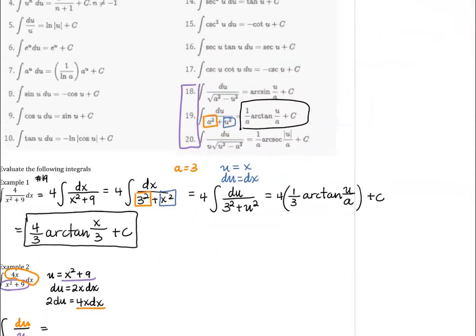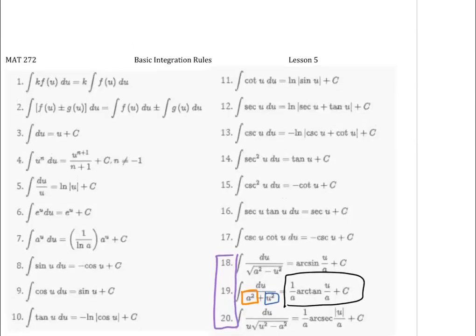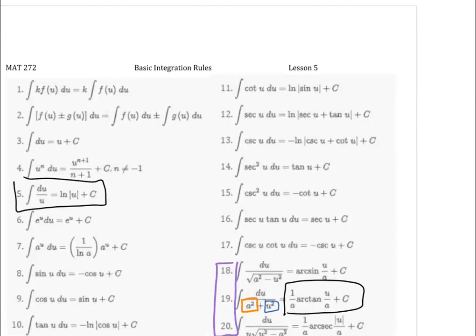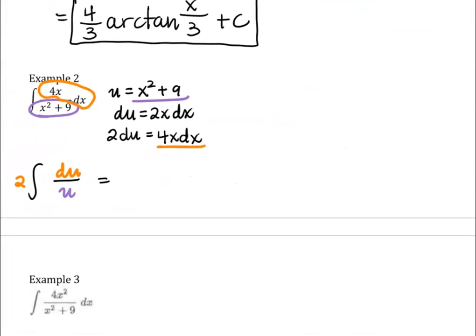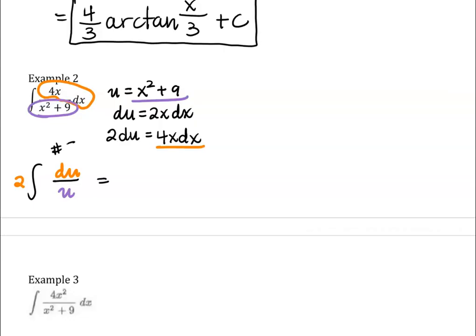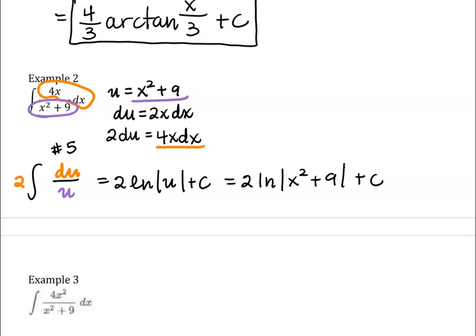And du over u, that should be one of the rules on here. That's number 5. The integral of du over u is natural log of the absolute value of u. So we have 2 natural log absolute value of u plus c. And then I'll sub back in what u is, which is x squared plus 9. Which doesn't really need absolute value because that'll always be positive, but I prefer you just write it. Especially if you don't know when you don't need it.